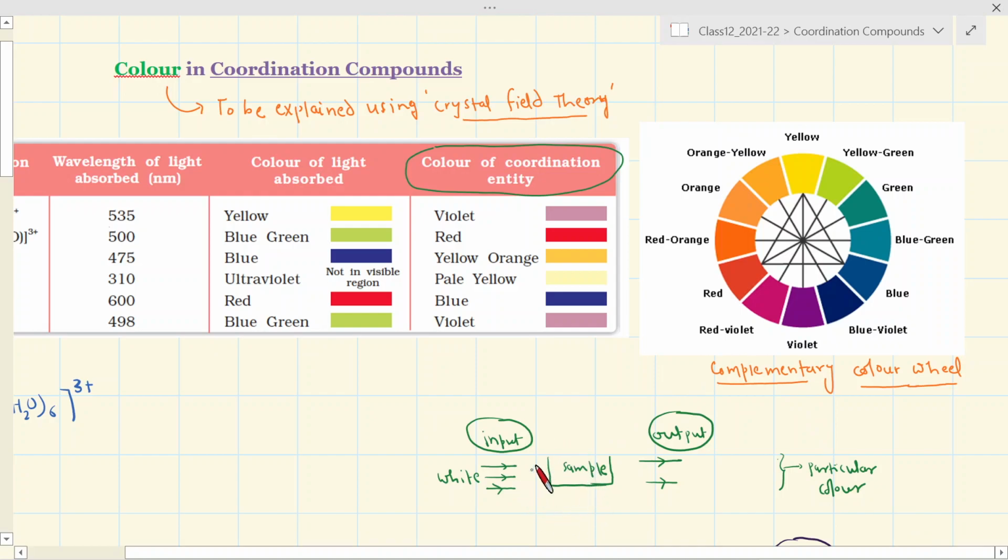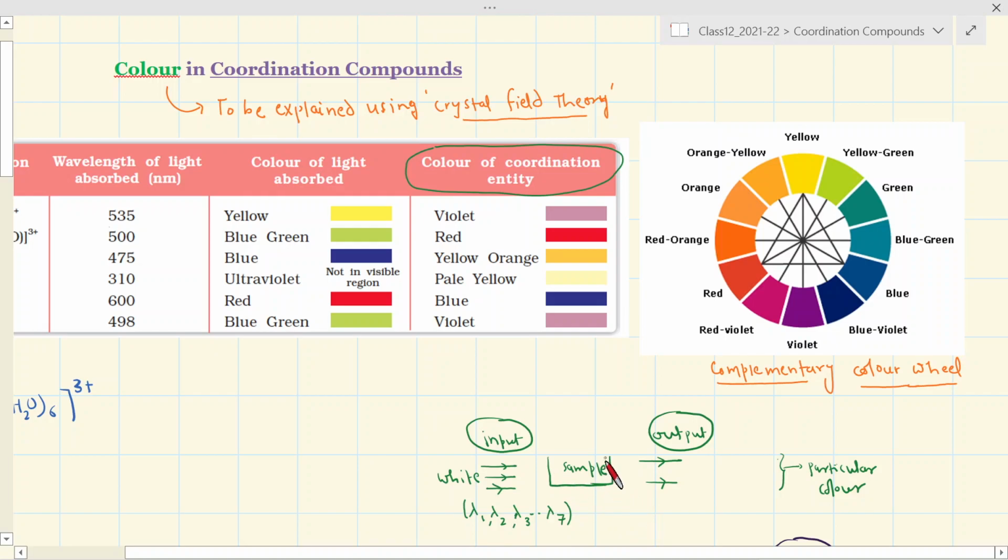For example, suppose there is a sample here, and suppose it is imparted with white light, and let's consider that white light is composed of various colors, let's say 7 colors. So there are specific wavelengths that have gone into the formation of white light. Let's call them lambda 1, lambda 2, lambda 3, up to lambda 7, just to limit our discussion.